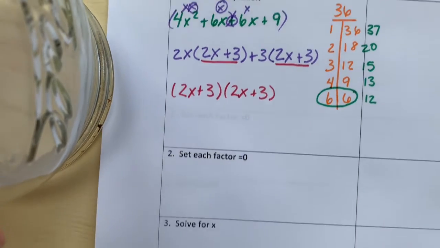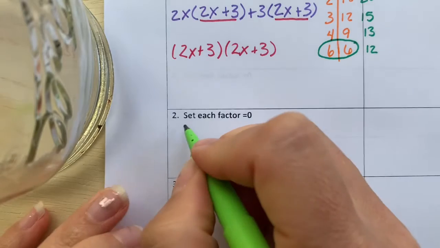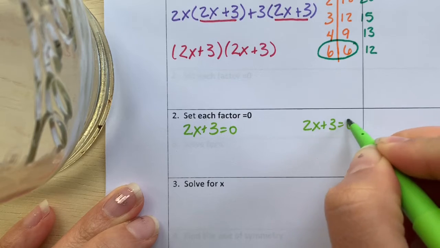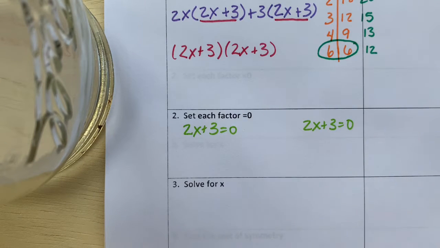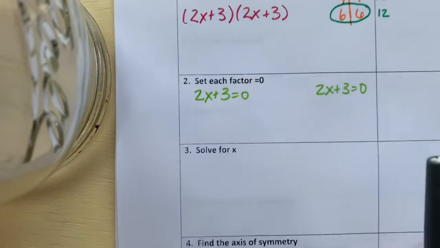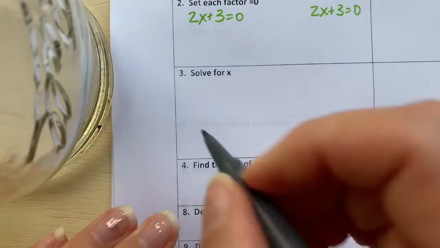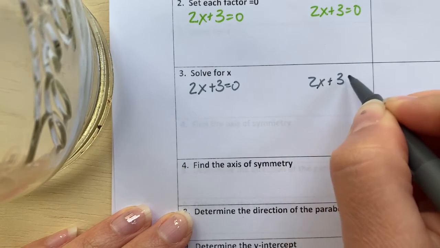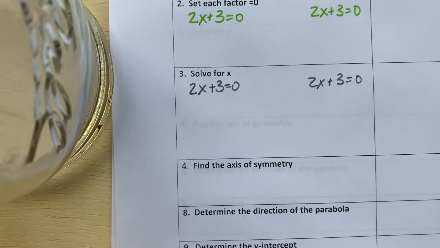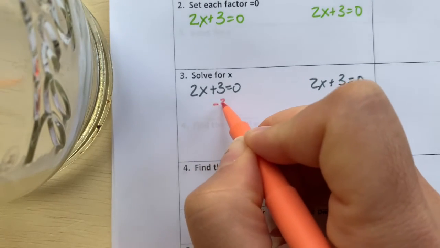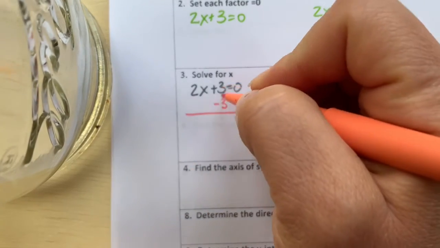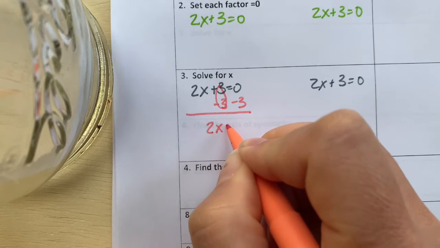Now it says set each factor to 0. So I'm going to write 2x plus 3 equals 0 and 2x plus 3 equals 0. Then the next part says to solve for x. So that means that I'm going to do 2x plus 3 equals 0. And since 3 is being added, I'm going to subtract 3 on both sides. So 3 minus 3 is a 0, so that I have 2x is equal to a negative 3.